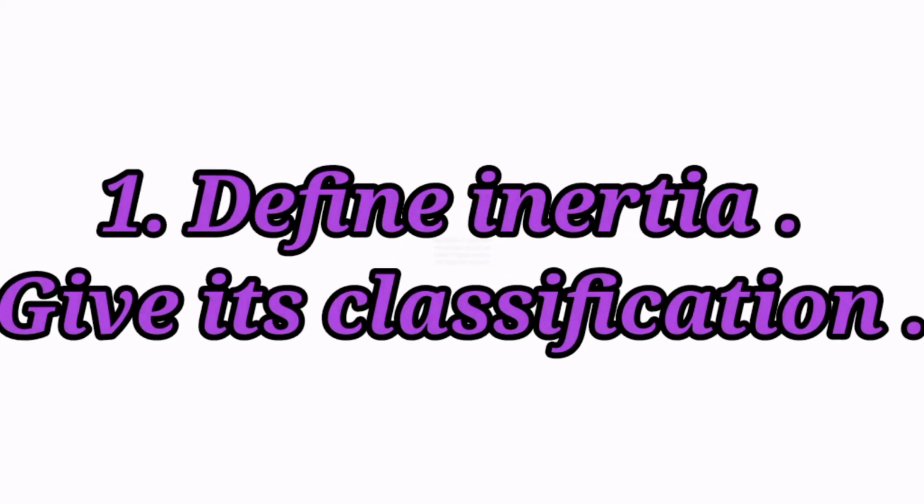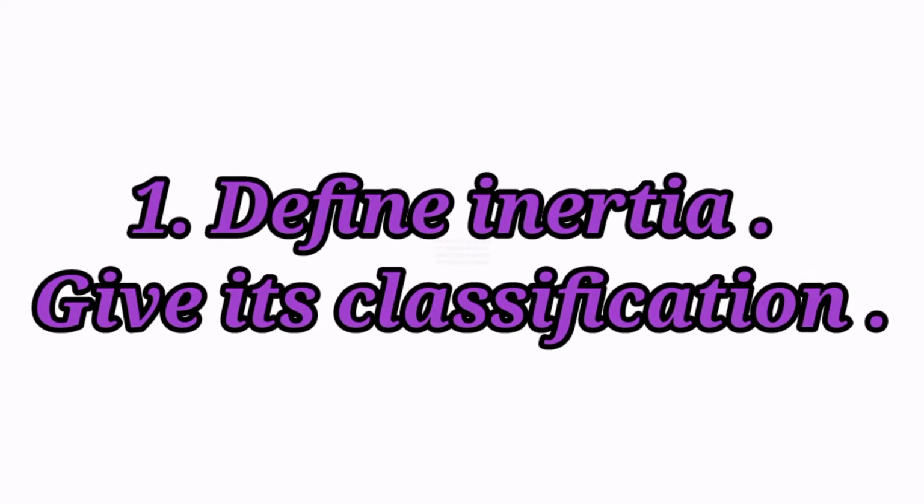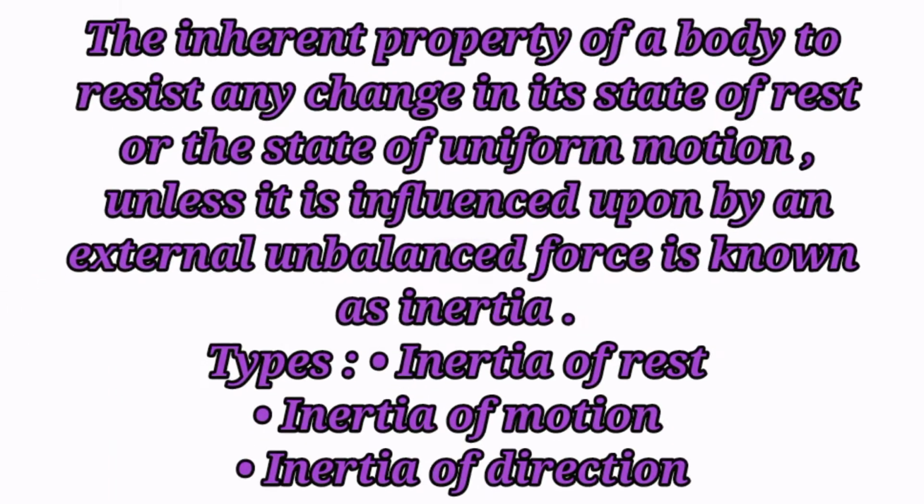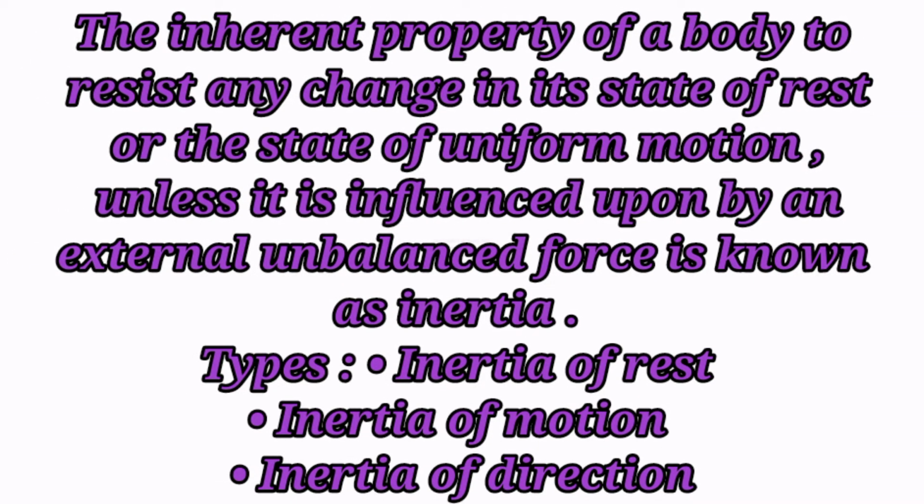Answer briefly. Define inertia. Give its classification. The inherent property of a body to resist any change in its state of rest or the state of uniform motion, unless it is influenced upon by an external unbalanced force, is known as inertia. Types: inertia of rest, inertia of motion, inertia of direction.